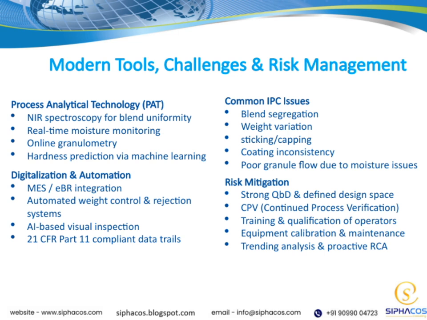Digitalization and automation are transforming our processes, with systems like MES and EBR integration enabling better data management. Automated weight control and rejection systems help us maintain dosage accuracy, while AI-based visual inspection enhances defect detection. Importantly, all these measures comply with 21 CFR Part 11, ensuring data integrity and traceability. By adopting these modern tools and strategies, we not only address common IPC issues, but also strengthen our overall risk management framework, supporting consistent product quality and manufacturing efficiency.